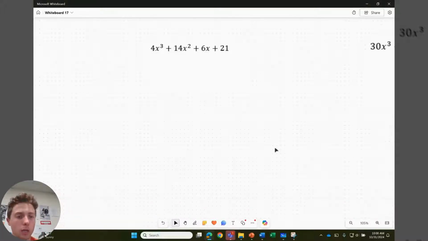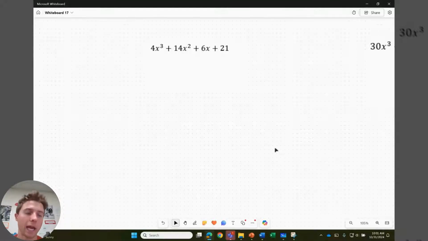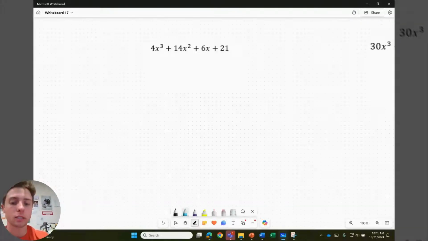I'm Mr. Hibble. Today we're looking at solving polynomials still, but now we're looking at the grouping method. Okay, this is factoring by grouping and using that to solve a polynomial. First thing we're going to do is just look at the factoring process.